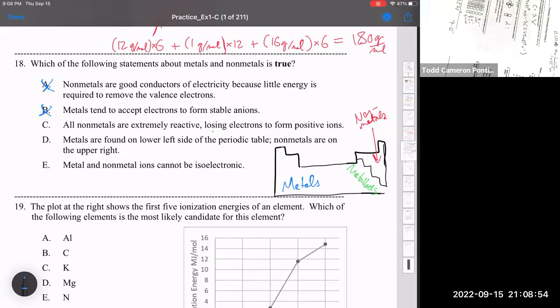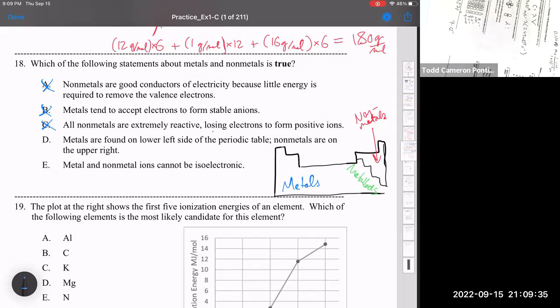C, all nonmetals are extremely reactive, losing electrons to form positive anions. So the word "all" here makes it a little suspicious. Well, fluorine is a nonmetal, and it's not going to lose electrons to become F+. So likewise, you're never going to see F+ in this class, or really, for all intents and purposes, ever. Nonmetals tend to actually gain electrons or be stable just as they are. Carbon is plenty stable as it is.